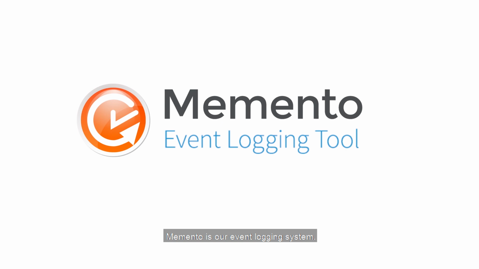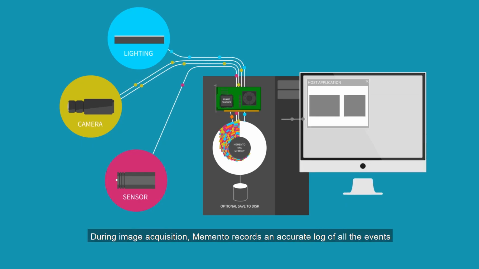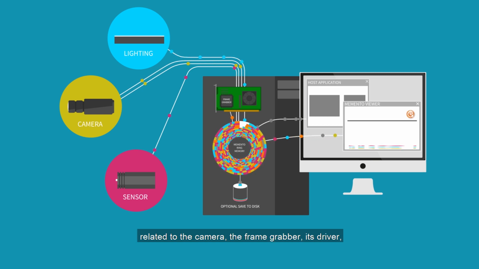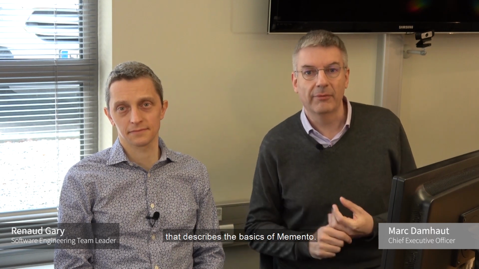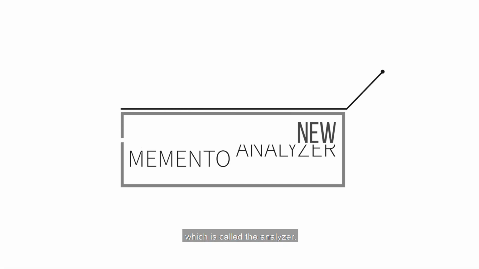So what is Memento? Memento is our event logging system. During image acquisition, Memento records an accurate log of all the events related to the camera, the frame grabber, its driver, even related to the acquisition. We actually already have another video that describes the basics of Memento, so we will post a link to that video. Please be sure to watch it if you are interested. But today, we will focus on a new feature of Memento, which is called the Analyzer.